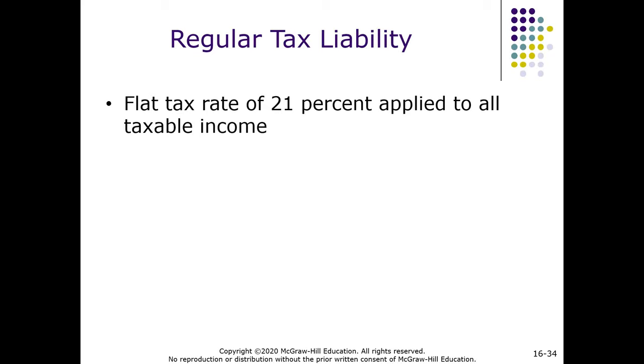And actually, I just realized something. What I shared with you was actually the estate and gift tax rate. I haven't looked at this in like months, but the corporate tax rate is very similar to that. Luckily we don't have to deal with that anymore. Life is really good. Everything's a flat tax rate of 21% applied to all taxable income. Nobody has to complain anymore.